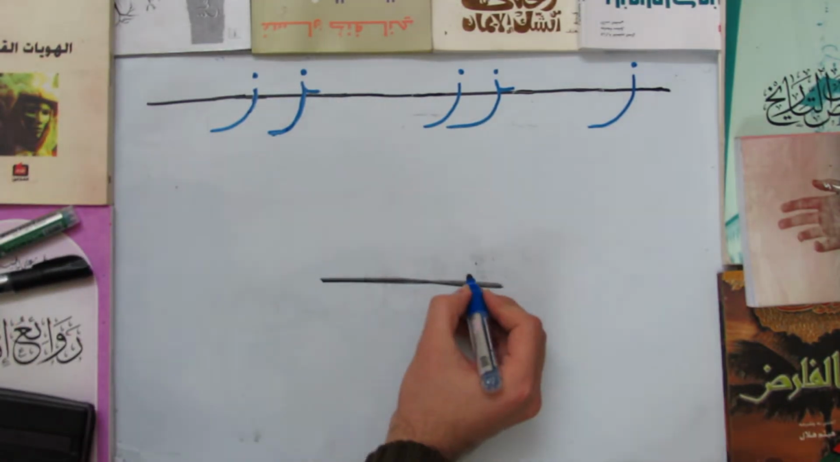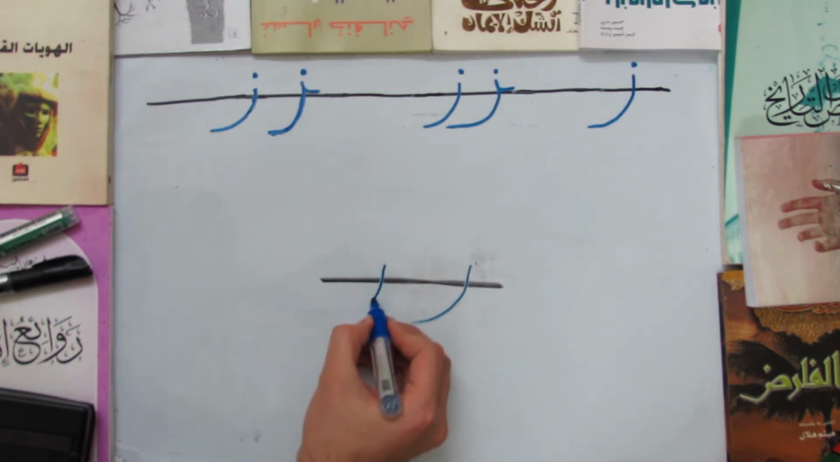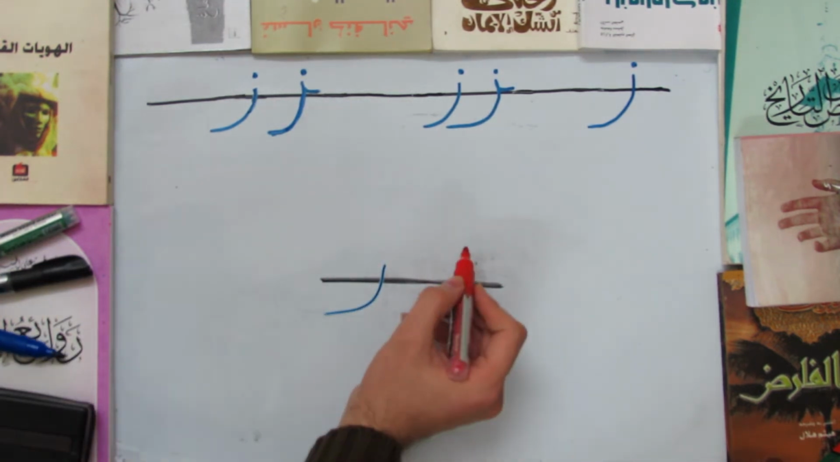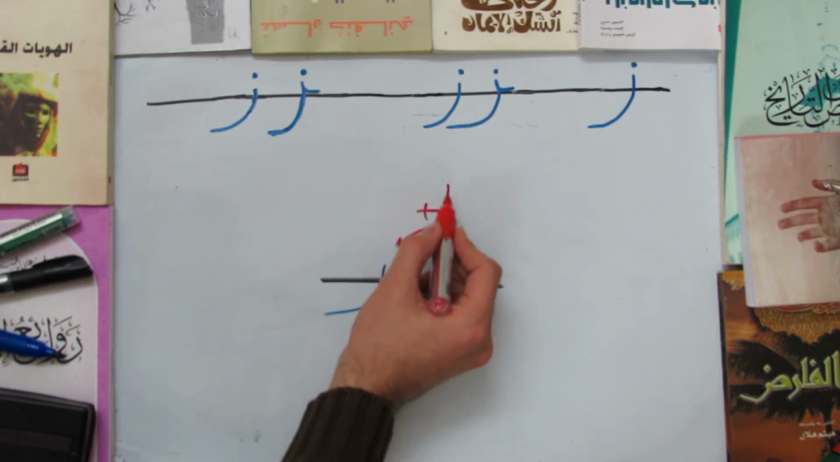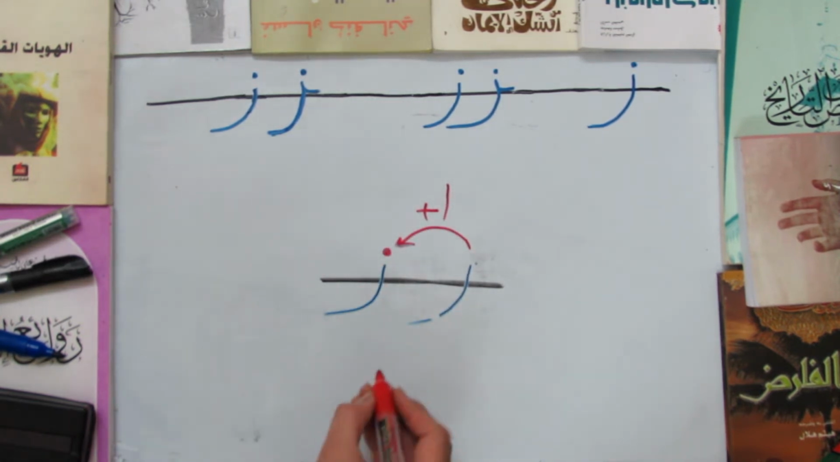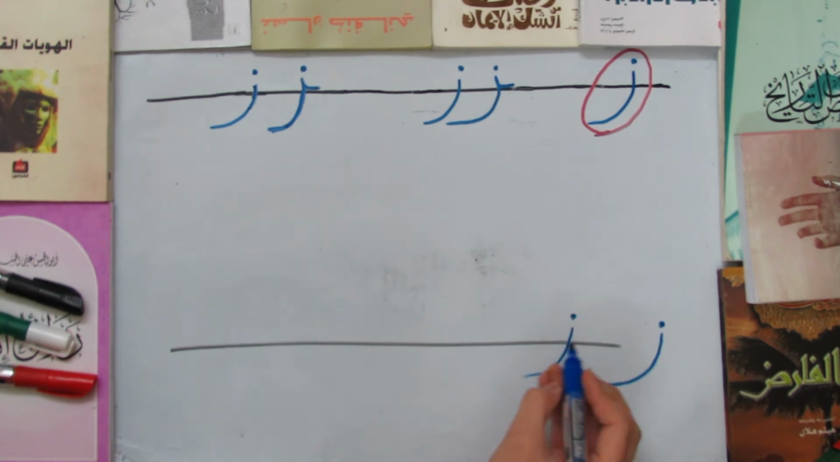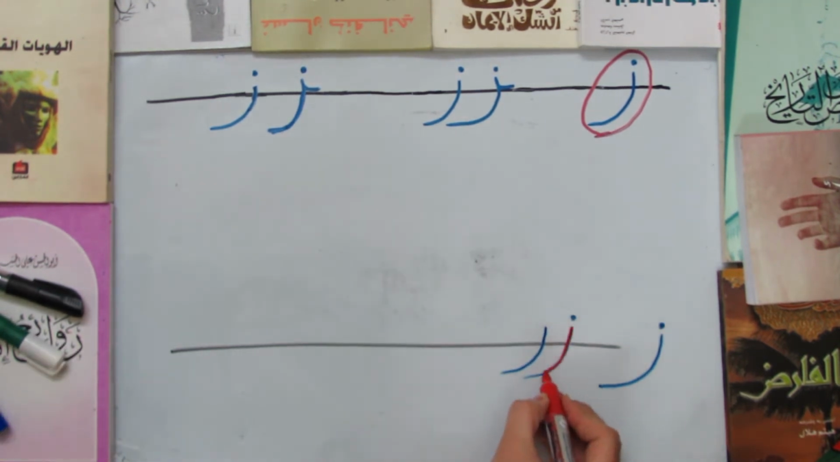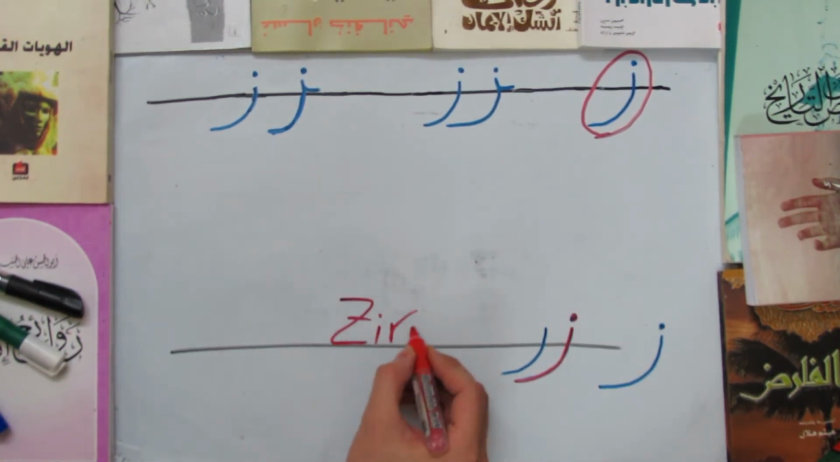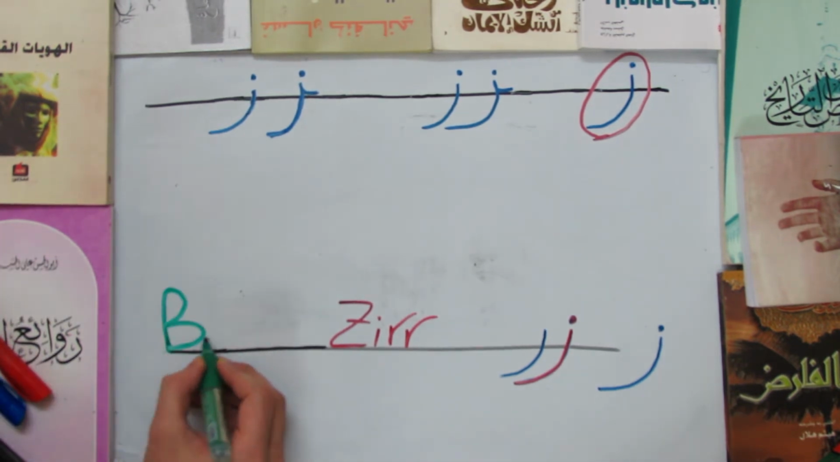Let's move to the second letter, Zaay. For sure, I'll not repeat what I said before because of the similarity with Raa, with only a dot above it. So let's only take some examples. For Zaay at the beginning of the word, we have zir. Zir. Button.